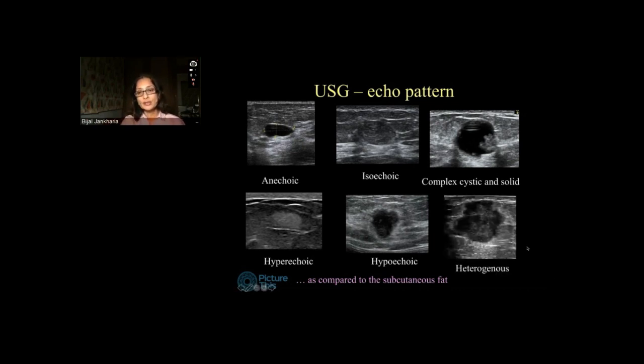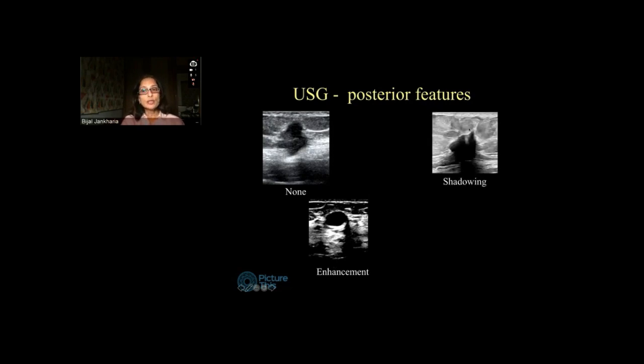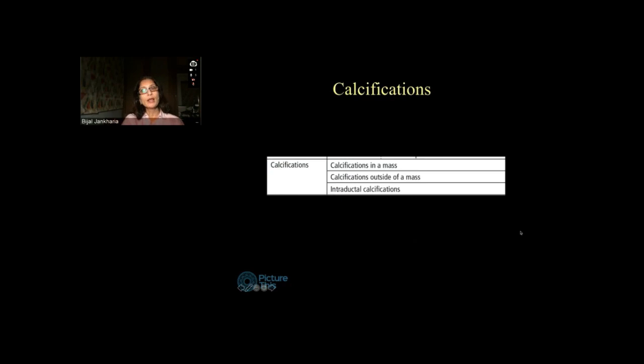And heterogeneous, where some areas are hyperechoic and some less so. So these are the words used to describe echo pattern in breast ultrasound. We also talk about posterior features. There could be none. There could be enhancement. This is more likely to be benign. There could be shadowing, more likely to be malignant, or you could get a mixed pattern in posterior features.